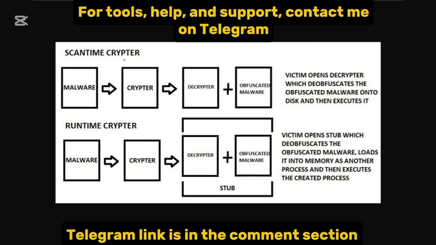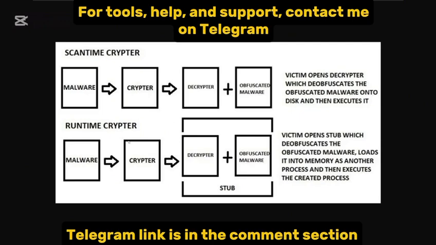And to bypass this, a scan time crypter will usually work in the following order. You'll take your malware and you'll put it into your crypter. Then your crypter will spit out a decryptor and the obfuscated malware. So what the crypter will do is it will usually encrypt or obfuscate the malware that you've put in and then bundle it with a decryptor.